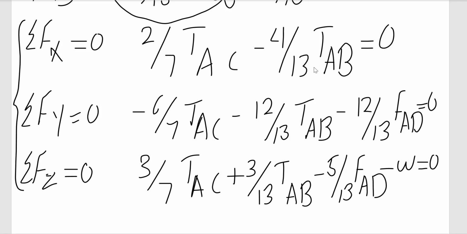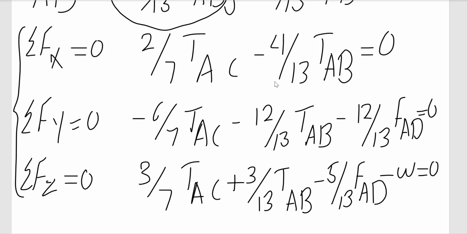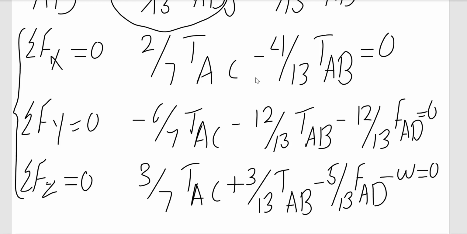Looking at these equations, you can see we have 4 unknowns, AC, AB, AD, and W, but we have 3 equations. So we need more information. If you remember, the problem says that the maximum load that the tensions could carry would be 300. So I need to replace one of the tensions with 300. So I need to find out which one carries the largest load.